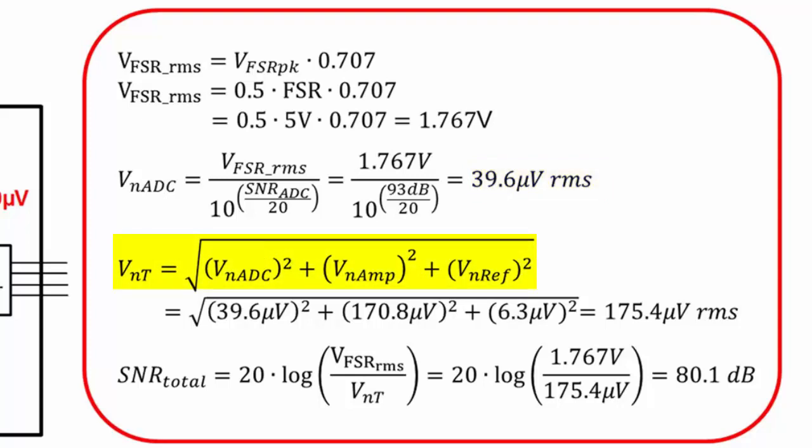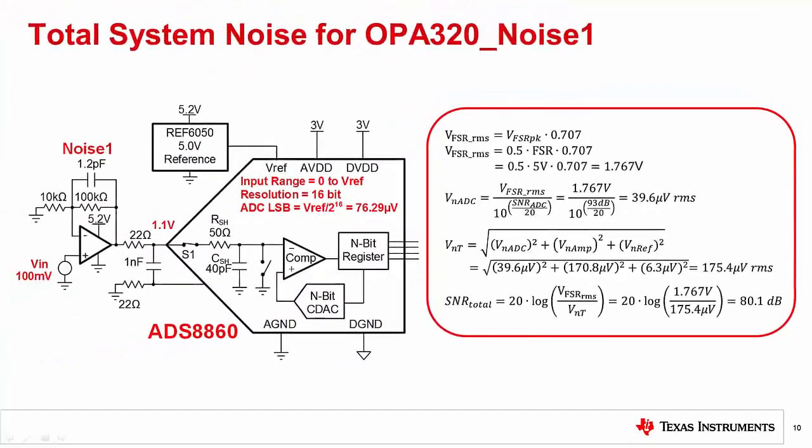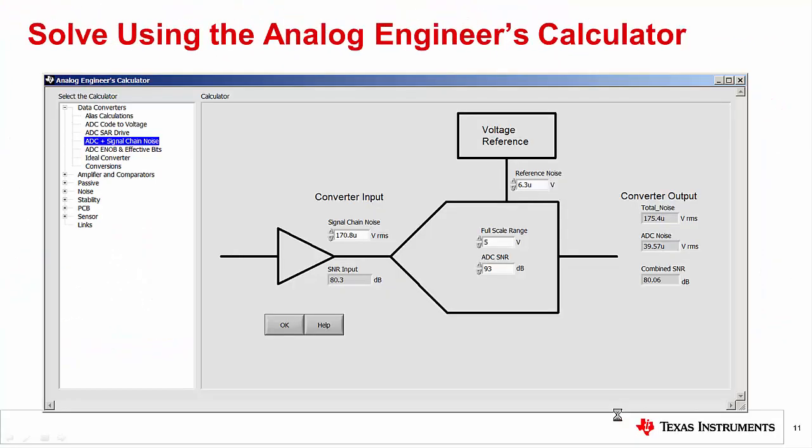Next, add all three noise sources using the square root sum of the squares. For this example, the ADC noise is 39.6 microvolts, the amplifier noise is 180.8 microvolts, and the reference noise is 6.3 microvolts. The combined overall noise is 175.4 microvolts. Now let's take a look at a software tool that can do this calculation. The Analog Engineer's calculator can take the amplifier noise, reference noise, and ADC signal-to-noise ratio and compute the total system noise. The numbers used in this example are the same as in the previous slide.